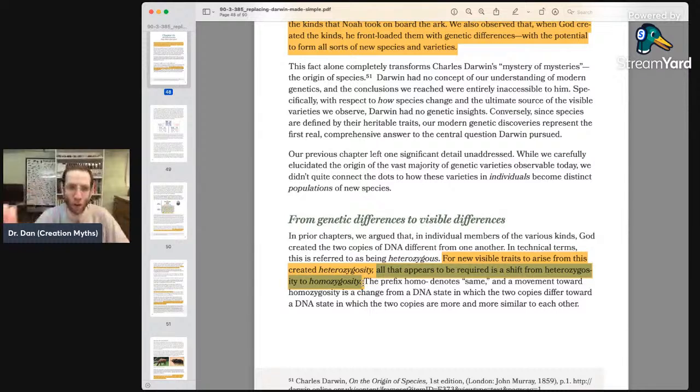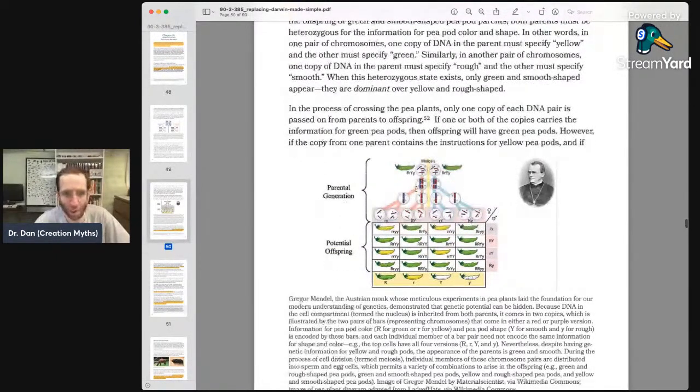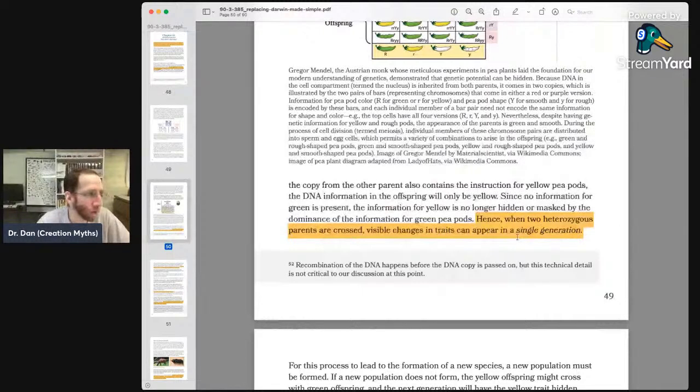You need to lose allelic diversity, and that's how you get your new traits, okay? So he then extends this to species, and he goes through some genetic stuff, Mendel, fine. Hence, when two heterozygous parents are crossed, changes in visible traits can appear in a single generation. It's true. You have two heterozygous parents. Some of their offspring are going to be homozygous for a recessive trait. They're going to look different. That's not speciation, though. That's just variation within a population.